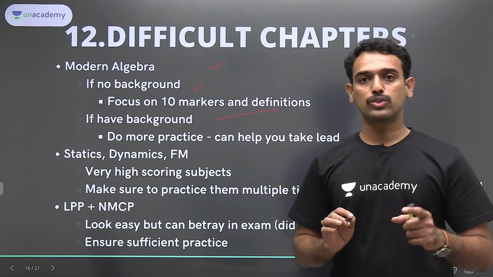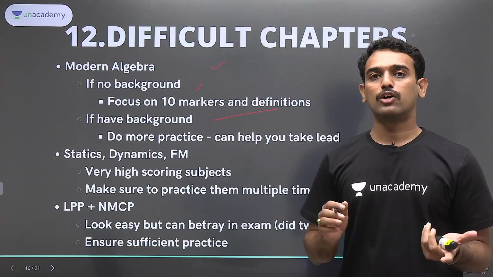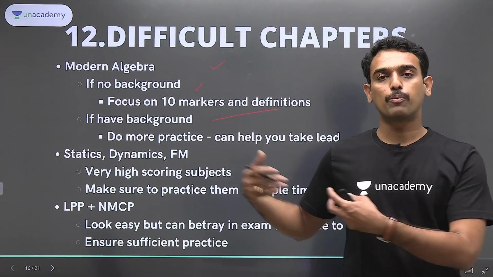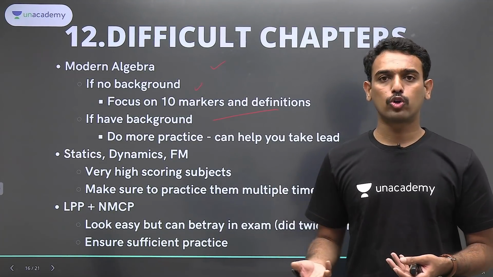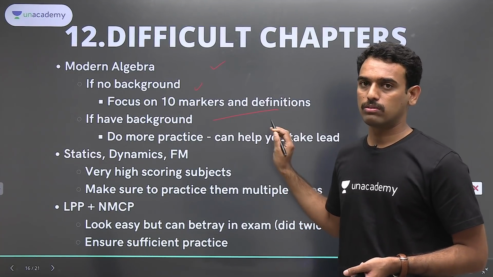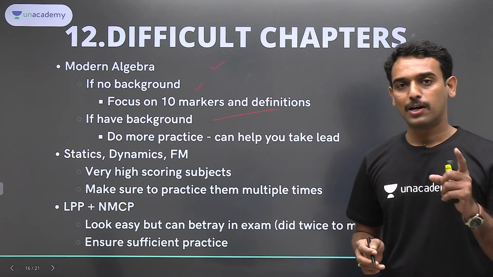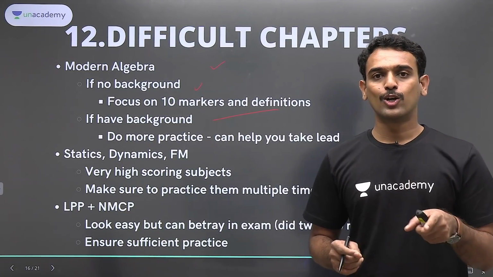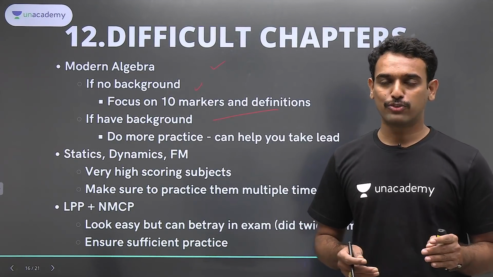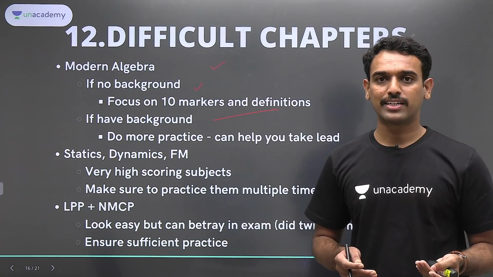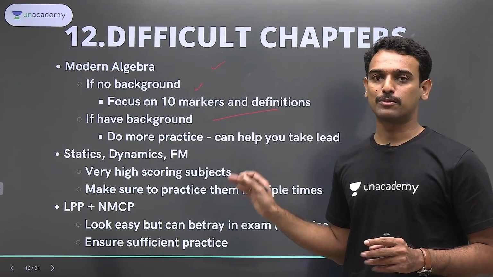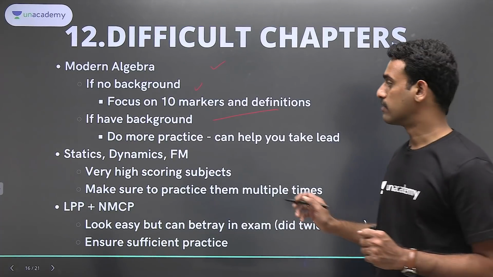These 10 markers are the ones which appear in question number 1 and question number 5, which are compulsory. So if you are able to do them, it will at least boost your confidence while going for paper 2 or the optional questions, whatever your strategy is. So modern algebra, if no background, just focus on 10 markers. But if you have a background, believe me, you have a very good chance to get those 5 to 10 marks extra from your maths competitors. So if you are very well versed with modern algebra related chapters, then go for multiple revisions of this chapter, because it can give you that edge over others.